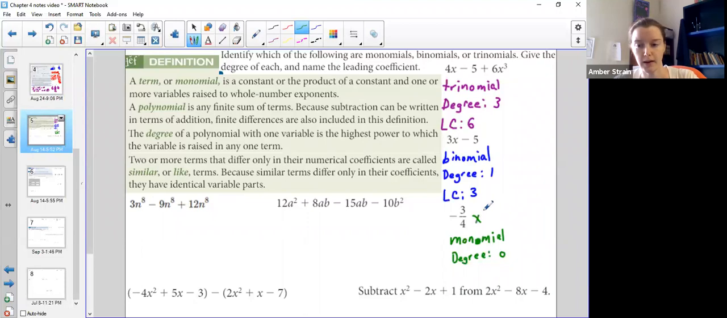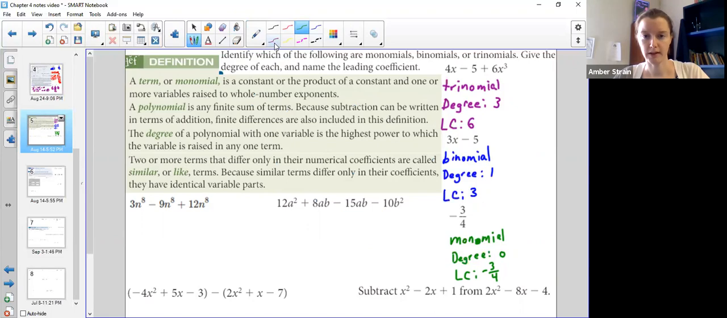Technically, it would have an x to the 0 power with it, because remember, anything to the 0 power is 1, and anything times 1 is itself. So it all works together. The power is 0 because there are 0 variables, which means the leading coefficient in this one is easy because there's only 1 term, and that 1 term is all coefficient. So it'd be the whole thing, negative 3/4.